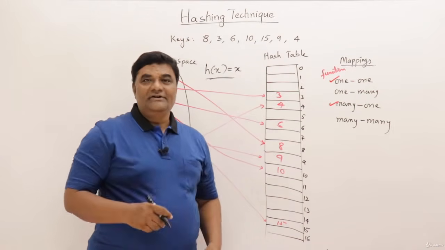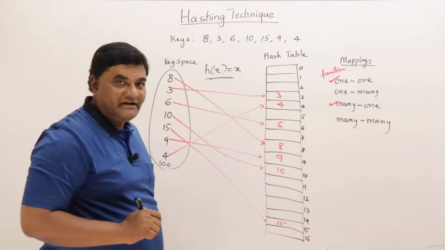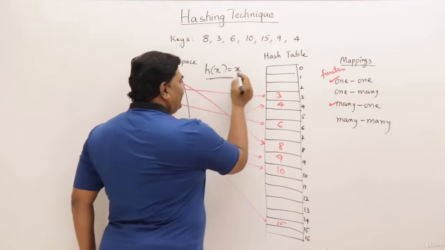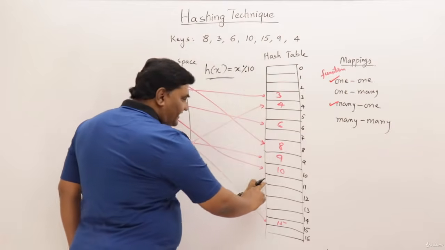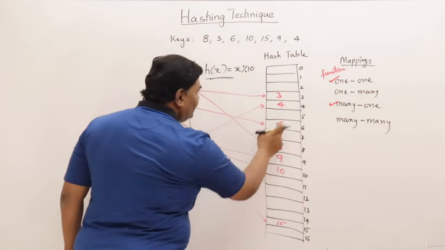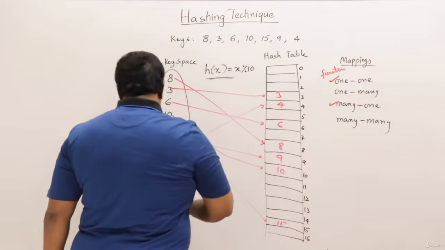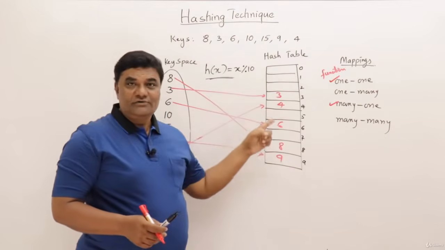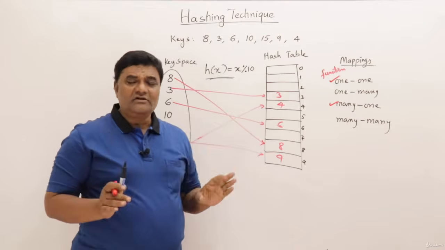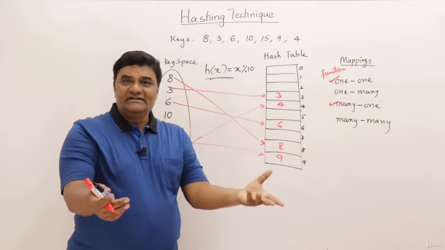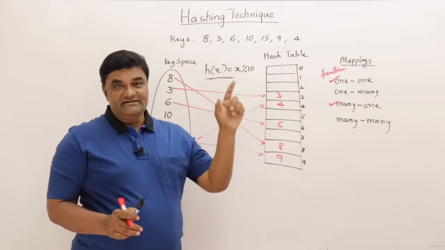Now let us modify the hash function. So I am modifying the hash function: H of x equals x mod 10. So I will remove this space and take only the 0 to 9 indices. Now the hash table size is 0 to 9. I am ready to provide only a size of 10 because I have 7 keys, so I think 10 is sufficient. So I have taken a space of 10.